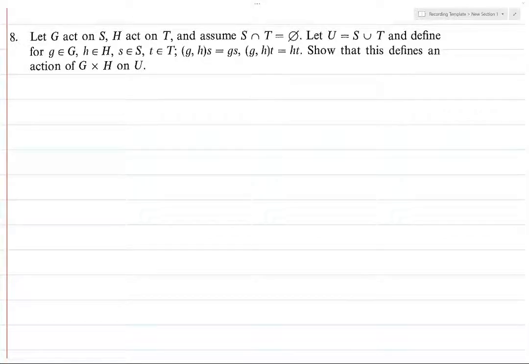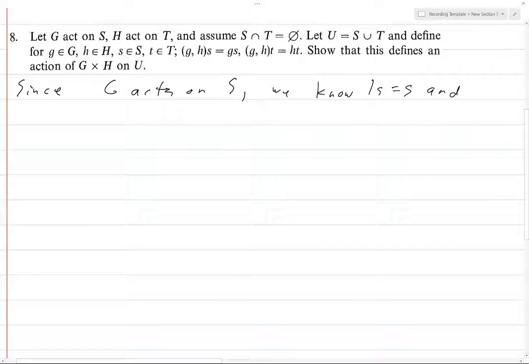All right, we're going to do another problem about group action. So lights, camera, group action. Since G acts on S, we know, oh yeah, this one is really easy, unless I did something wrong, which is possible. We know these things. This is just what it means to have a group action.